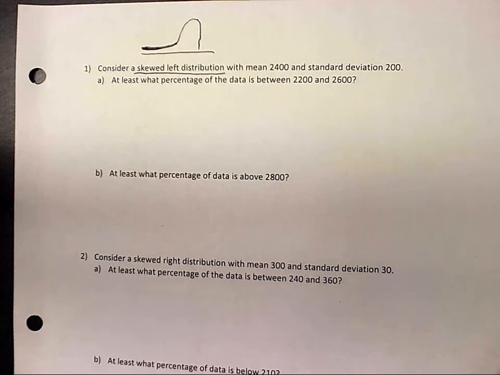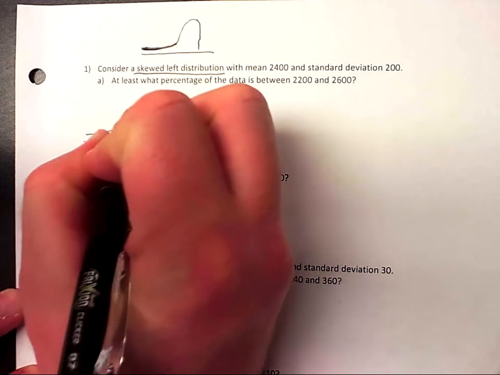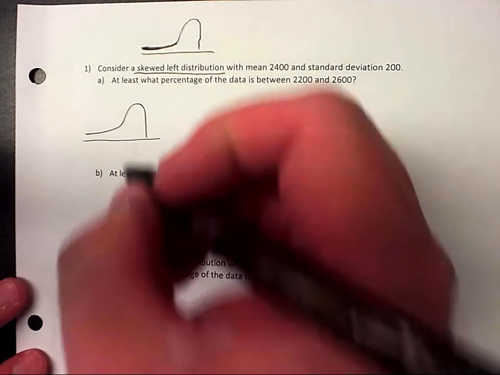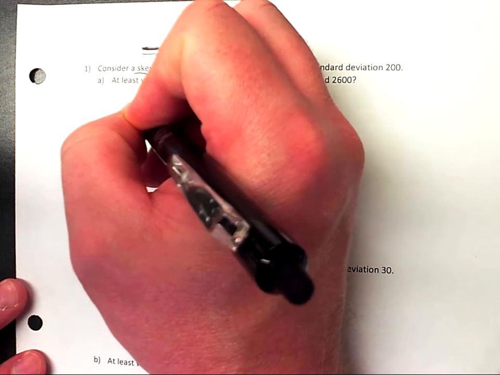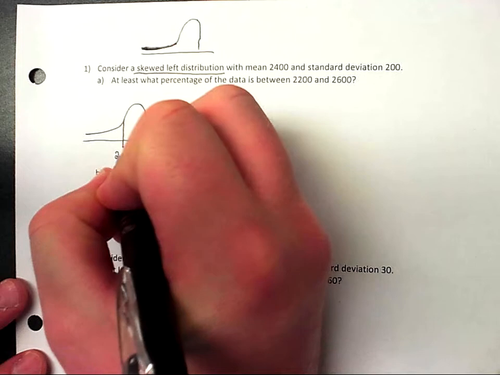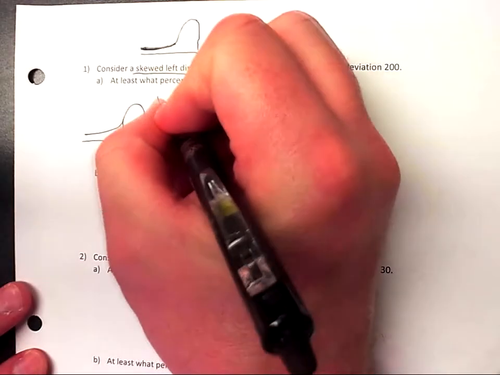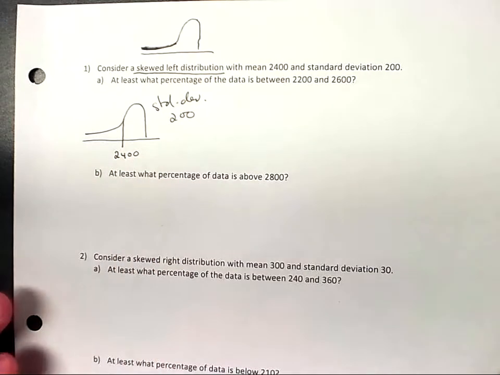All right, so let's do this one together. Suppose that we have a skewed left distribution, so let me redraw it down here. We have a skewed left distribution with a mean of 2,400. So now we have some average. I don't really know where this average is, so I'll just randomly put it right here. With an average of 2,400, and again a standard deviation of 200.